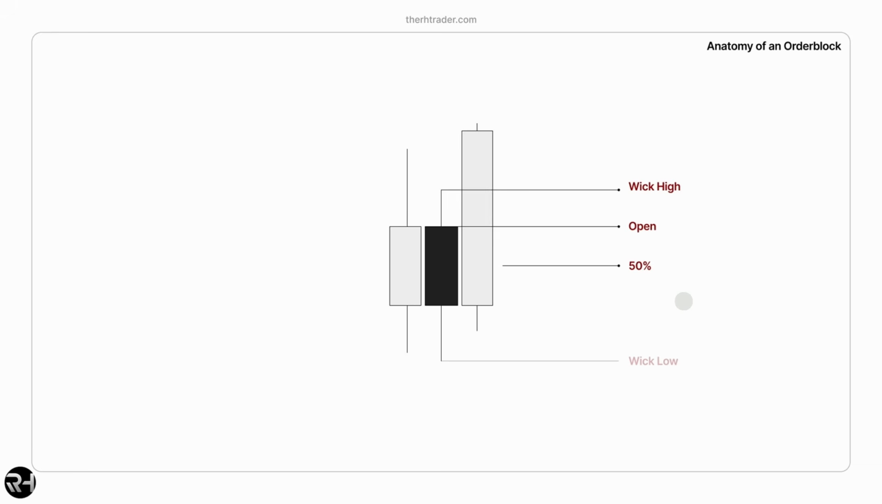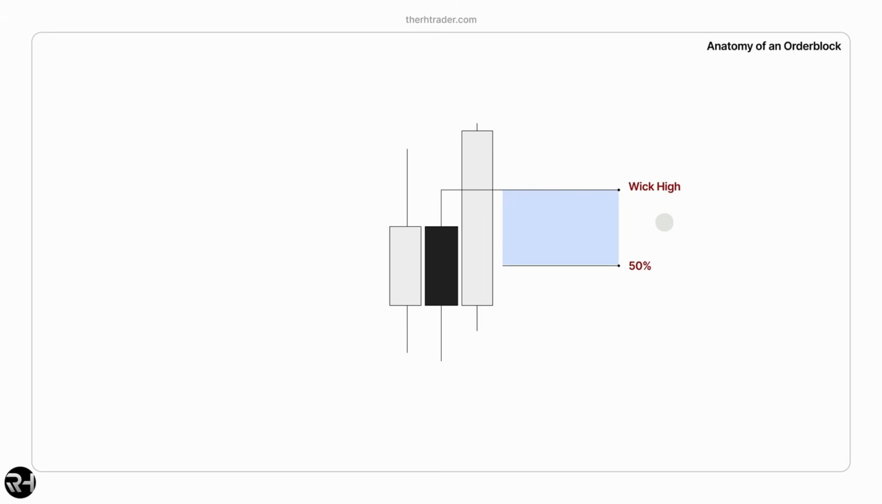Now here's a gem for you. The sensitive points in the order block are the 50% level to the high or low of the order block. This is for your notes. All good order blocks react aggressively from this level. Go and backtest this in your charts and you shall find this to be true.